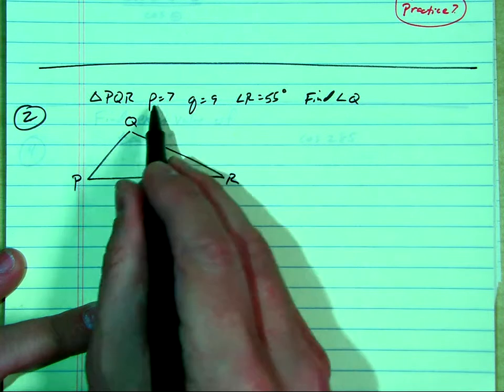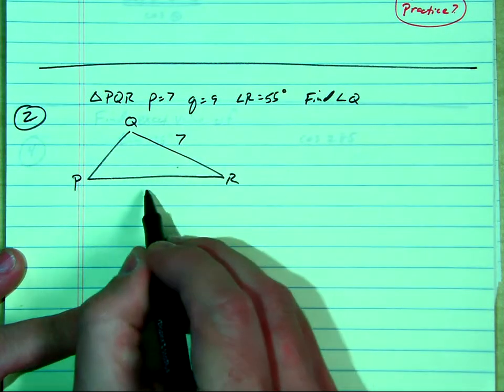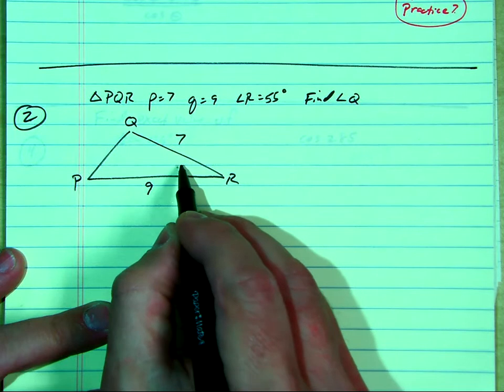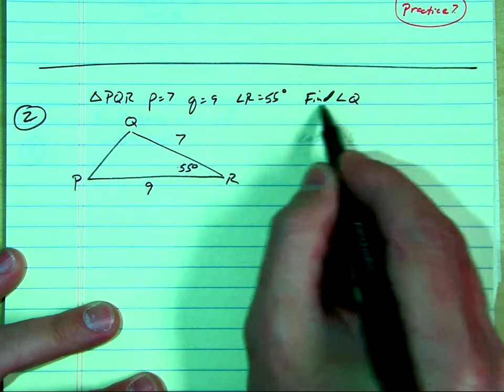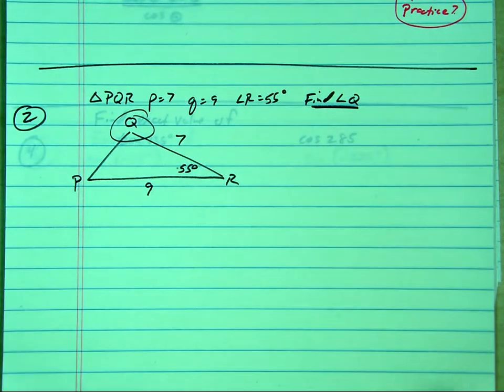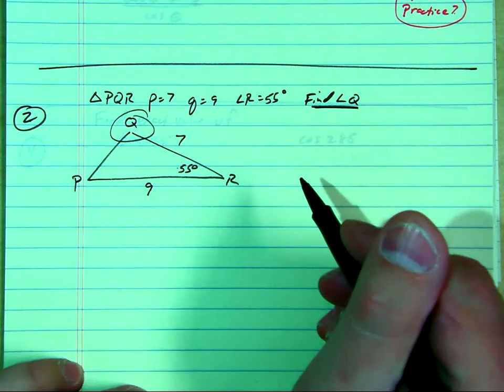So PQR, little p is 7, little q is 9, and angle R is 55. They want us to find angle Q. Ooh, this is going to be a two-step process. So, again, looking at this picture, boys and girls, can we use the law of sines? No, we cannot. We do not know an angle and its opposite side.